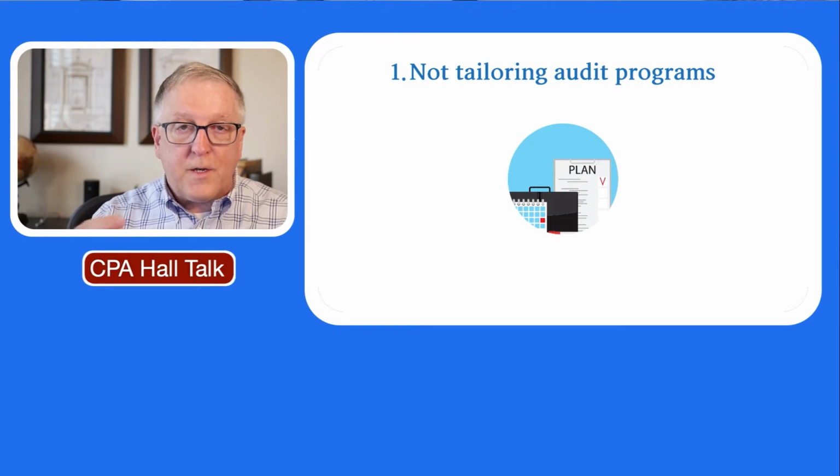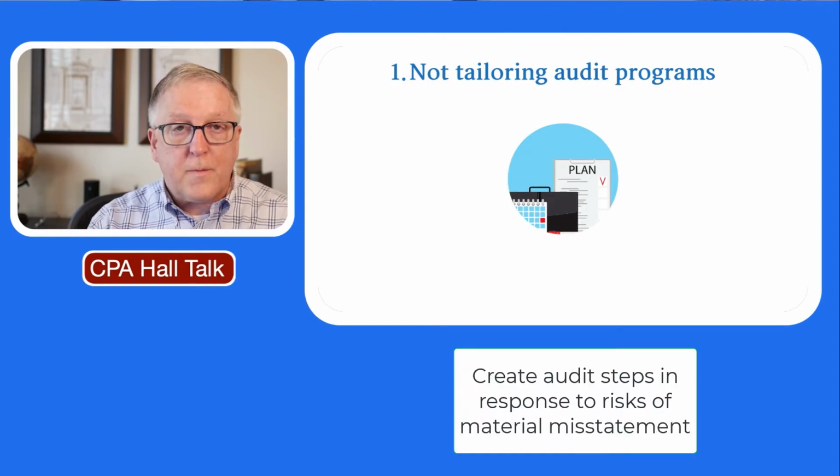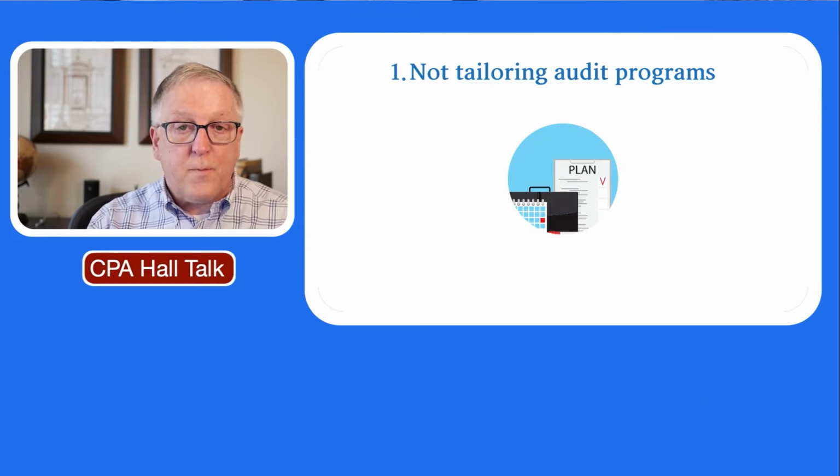So if we see a risk in a certain area, such as accounts payable, say there's a lack of segregation of duties there, then there might be a fraud risk. And if there is, we want to create audit procedures, audit steps that address that potential fraud risk, and we place those in the audit program. So that's an example of how we would tailor the audit program.